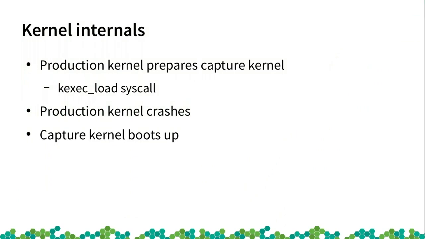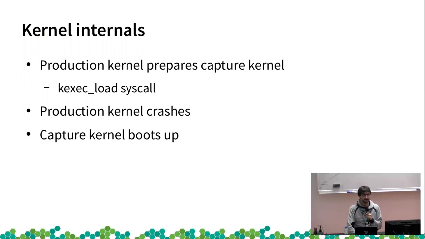Okay, so kernel internals. I will talk about three parts in the kernel internals. First, how this capture system gets loaded while the production system is still up and running, which is the kexec_load syscall. Then what happens when the production kernel crashes, and then what happens when the capture kernel boots up.